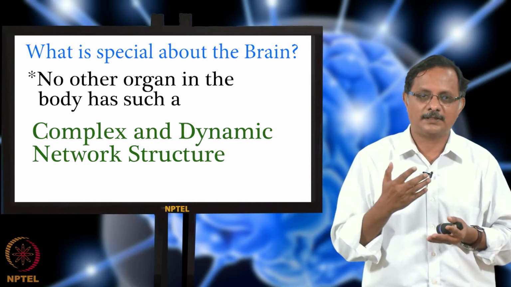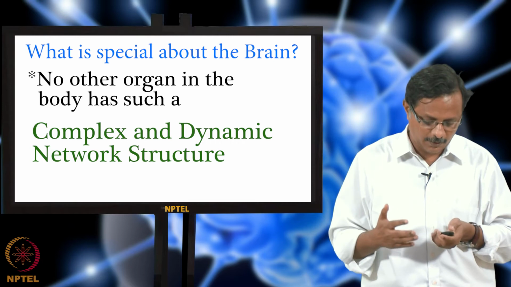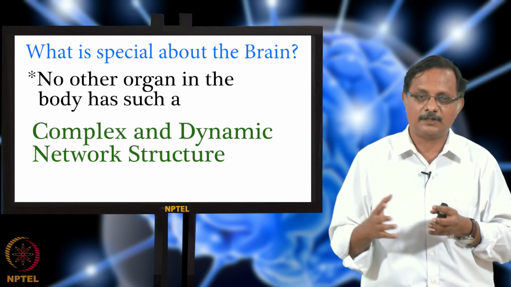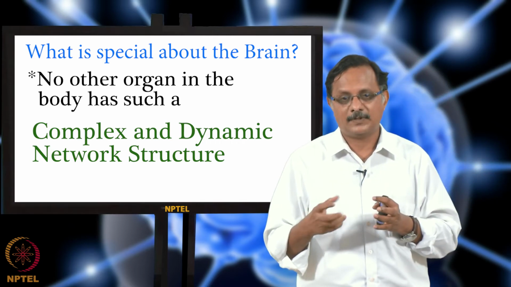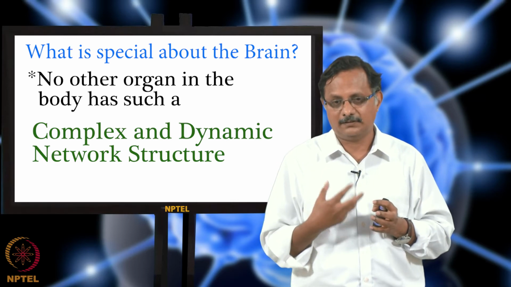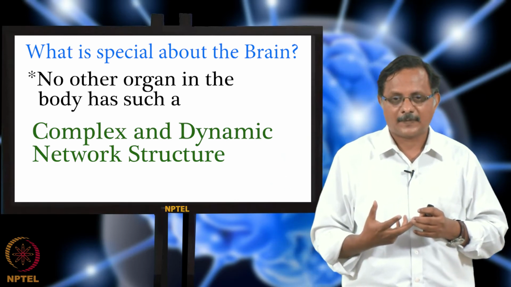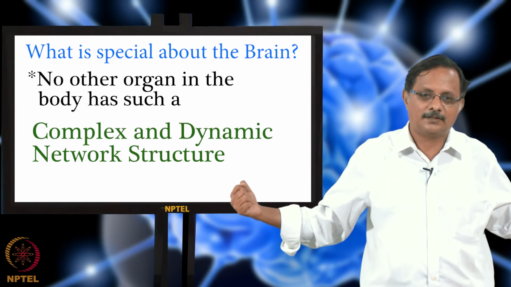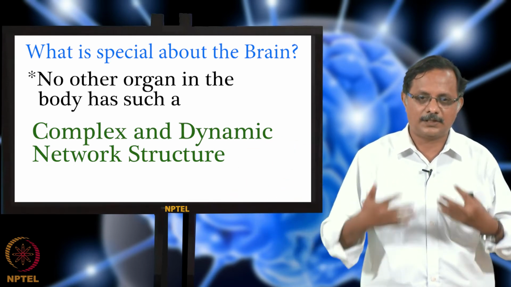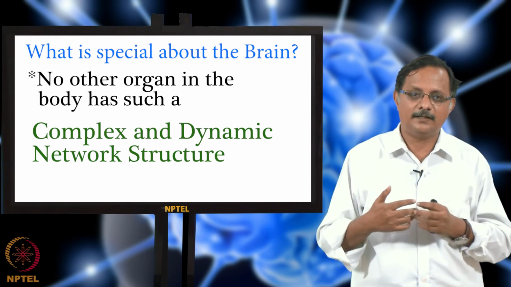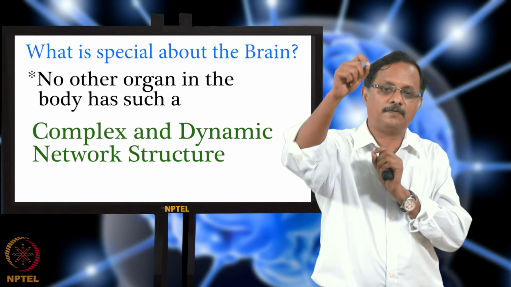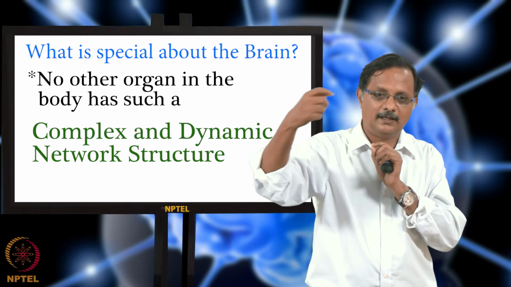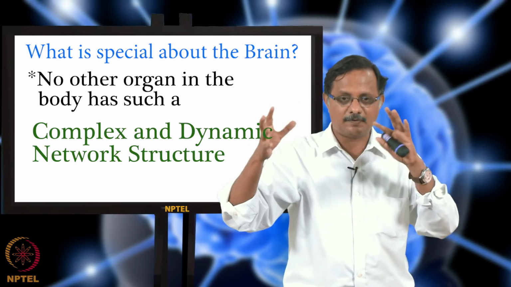So the brain is a complex and dynamic network structure, and no other organ in the body has a similar network structure. Even if you take an organ like the heart, which is capable of very complex dynamics and very complex beat patterns, in the heart the network is very simple, because each cell only talks to its nearest neighbors. That is very simple, and it is fixed, and there is no change in the network. Whereas in the brain, a neuron can send projections to very far remote parts of the brain and talk to them, and this connectivity keeps varying internally.